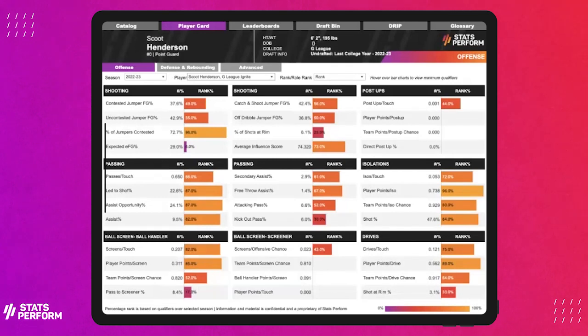He, just like Wembanyama, is very efficient in isolation. So his player points per ISO is in the 96th percentile. His player points per drive also in the 89th percentile.